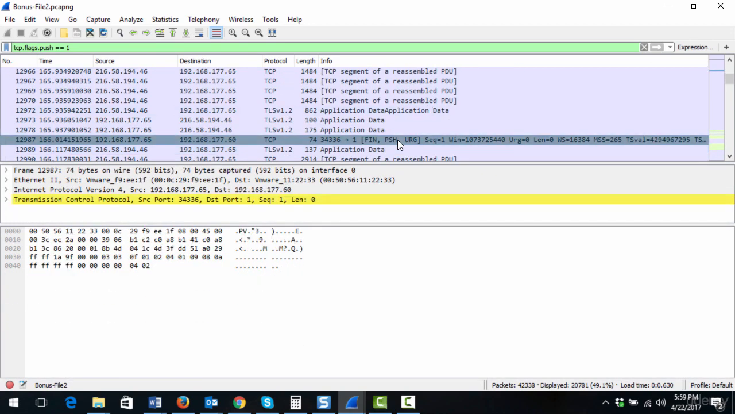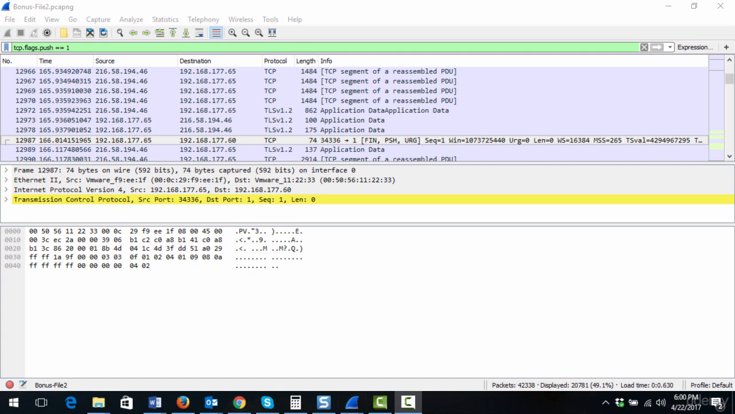But this one here is even better. This one at 12987 is actually FIN, push, and urgent. This is the classic signature of an Xmas scan using the Nmap tool. So we've uncovered all this information. If you were doing network forensics on this trace, you know this person is doing lots of port scanning.